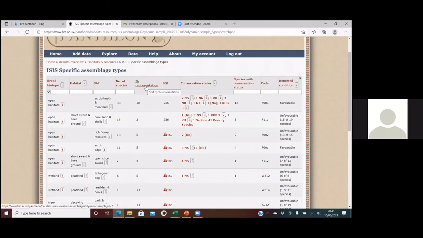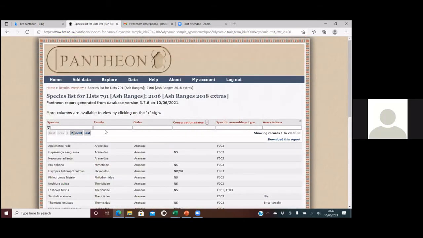We have this column here, percentage representation, and that means the percentage representation of all possible species of F003 is 10%, so quite a high level. Generally, anything of 10% and above shows a very good set of species within your habitat. And it gives you a list of the rare species of conservation status that comprise that 33 species. So we'll click on the 33.